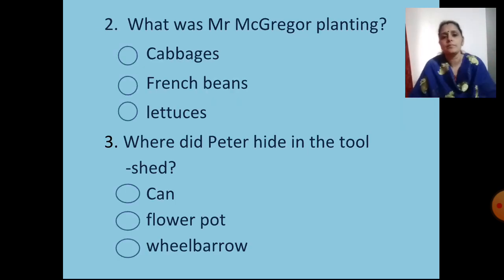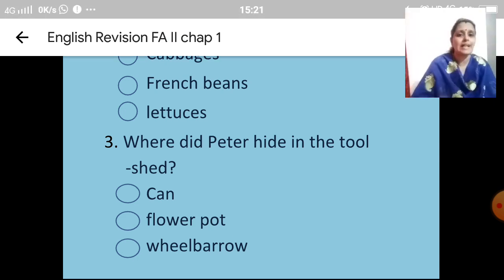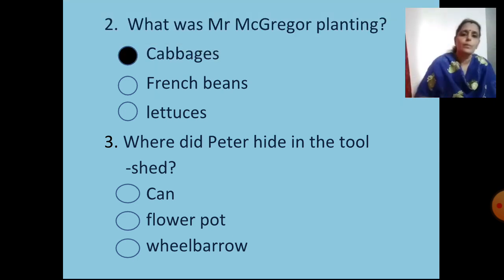The next one, what was Mr. McGregor planting? When Peter enters the garden, he sees that Mr. McGregor is planting something, right? What was he planting? Cabbages, French beans or lettuces? He was planting cabbages, correct. Mr. McGregor was planting cabbages. So we will select cabbages by clicking on it. Yes.